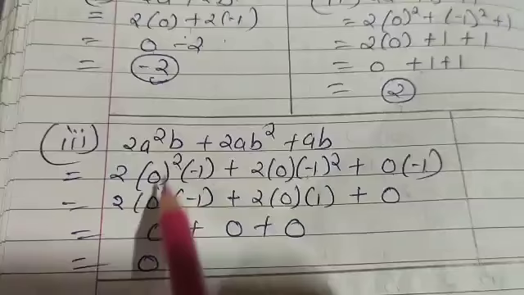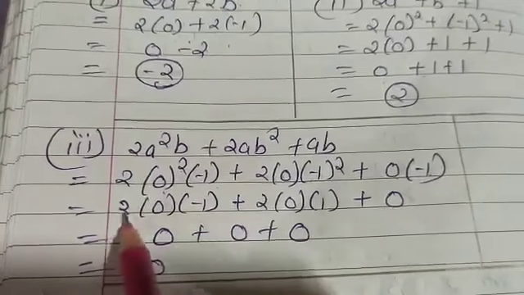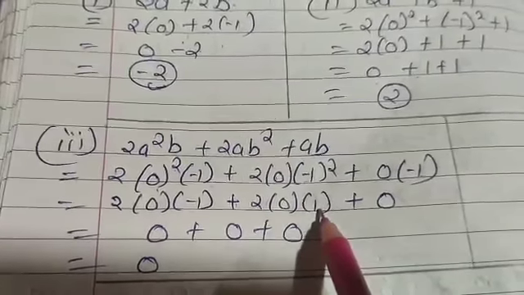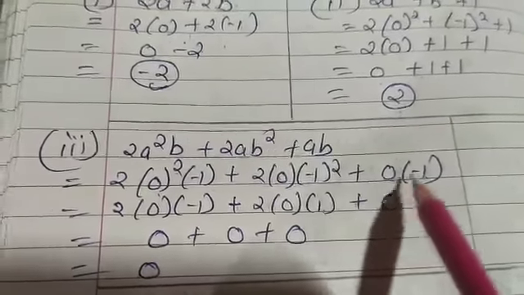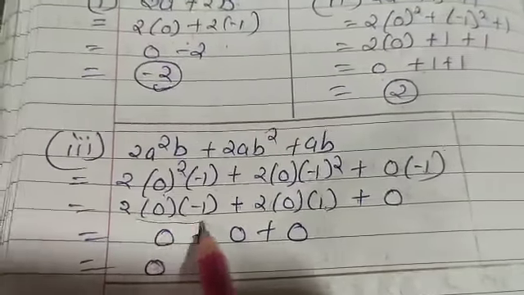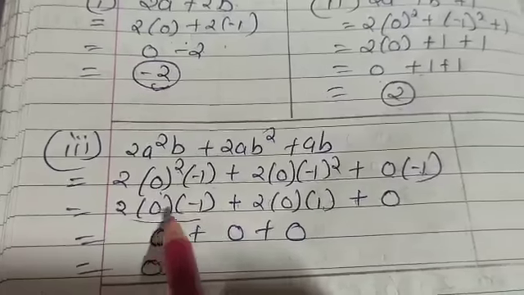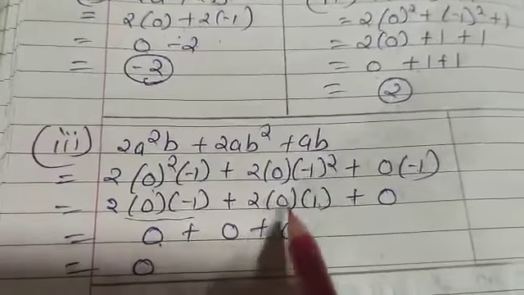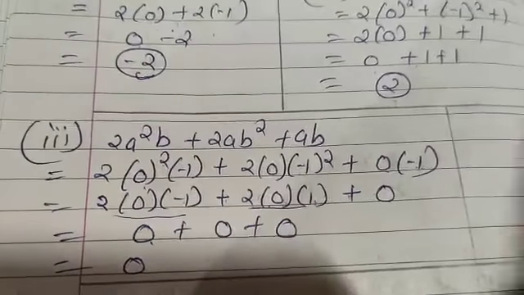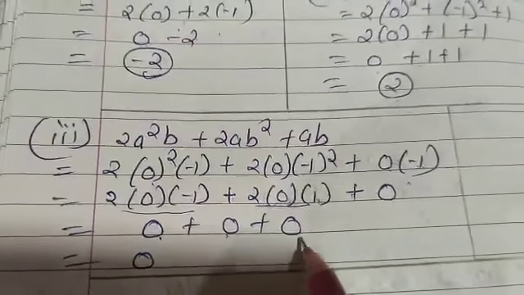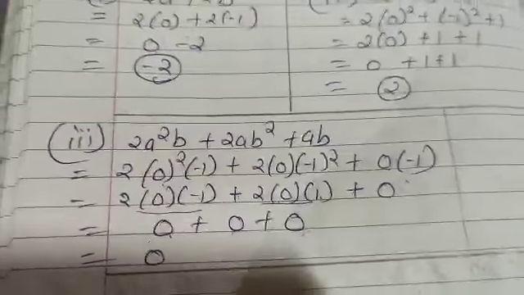Now the square of 0 is 0, into negative 1 into 2, plus 2 into 0 into square of negative 1, which will become positive 1, plus 0 into negative 1 is 0 only. Now anything multiplied with 0 you will get 0, that is 2 into 0 into negative 1 is 0. 2 into 0 into 1 is 0 only. Means whenever any number is multiplied with 0, you always get the value 0 only. Here already one more 0 is there. Now 0 plus 0 plus 0 is 0 only.